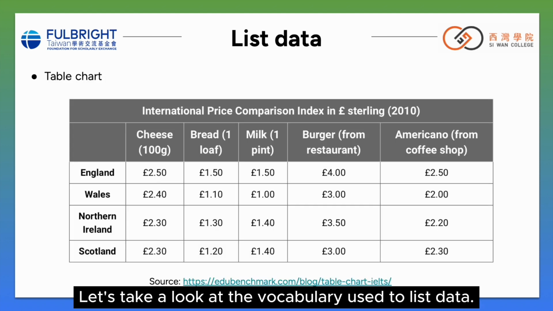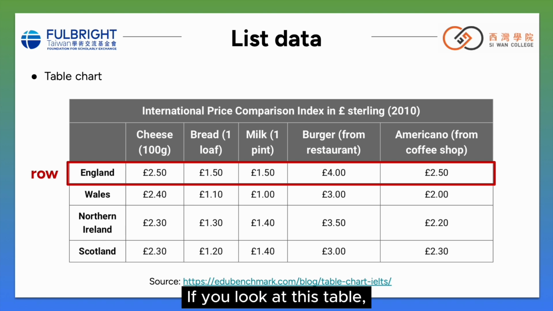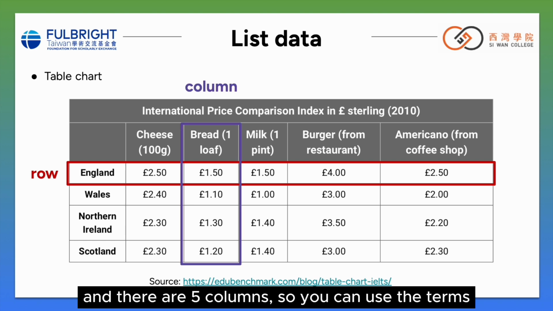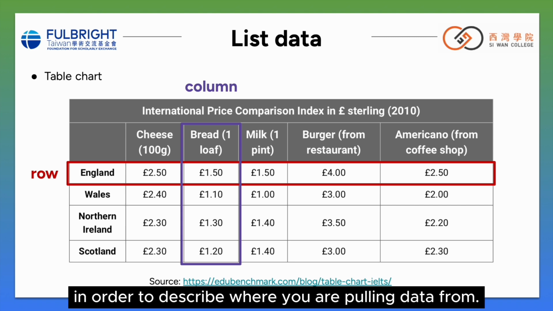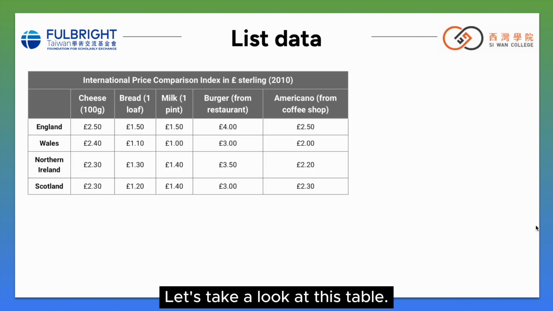Let's take a look at the vocabulary used to list data. If you look at this table, you will see that there are 4 rows, and there are 5 columns. So you can use the terms row and column in order to describe where you are pulling data from. Let's take a look at this table. Here are some example sentences you might write about this table.